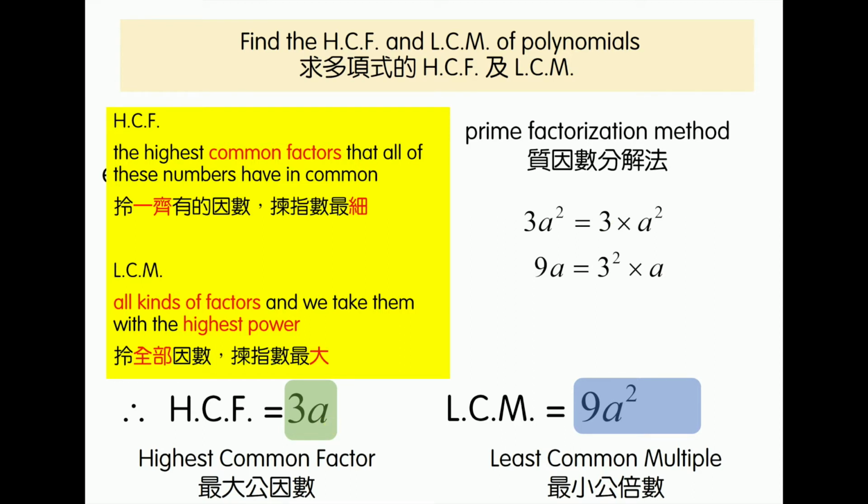LCM is the reverse. We get all of the factors and we choose the highest power. The factors are 3 and a, and the biggest index is 2. 3 squared is 9, so the final answer is 9a squared. These two methods get the same answer.